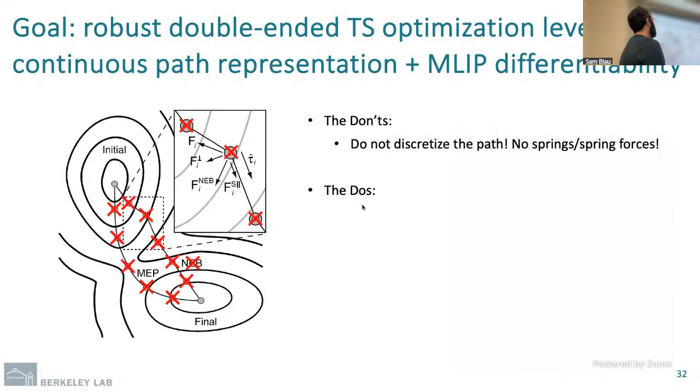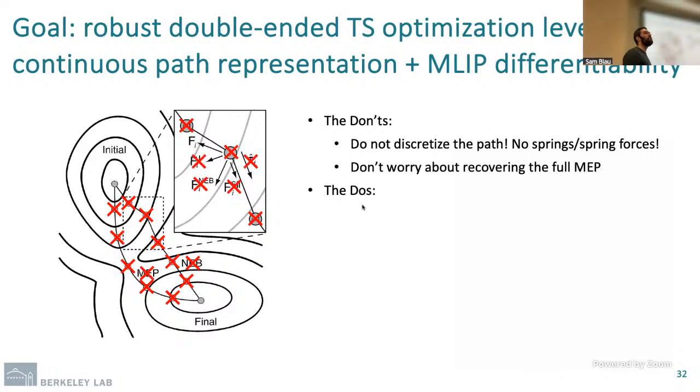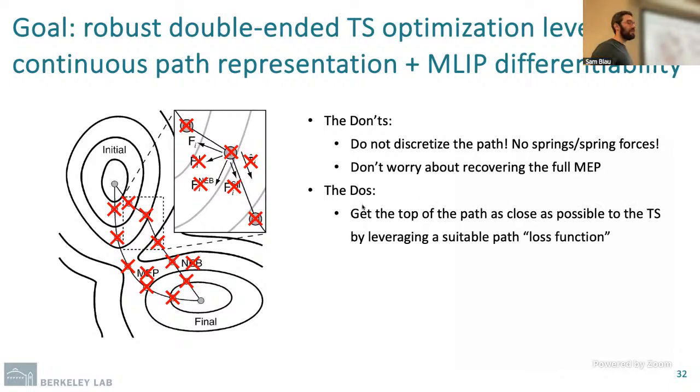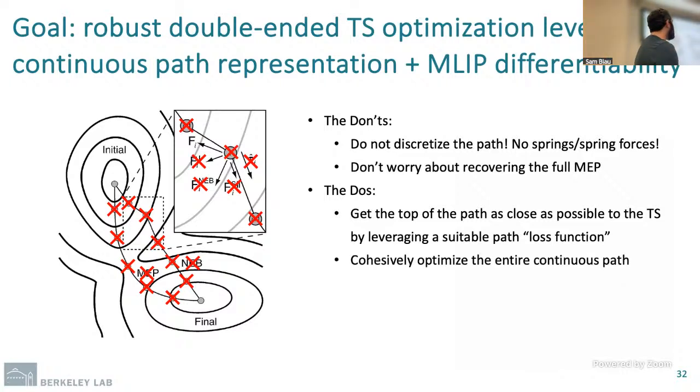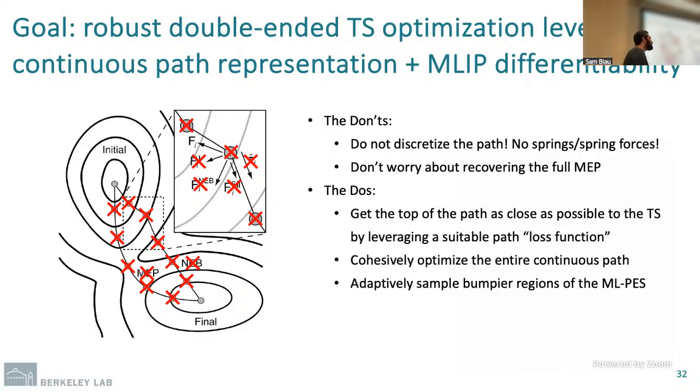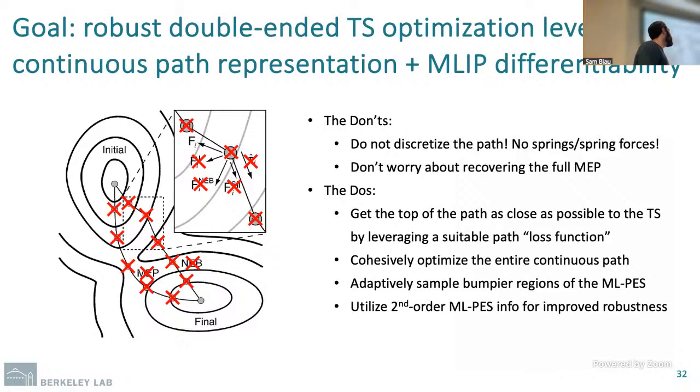What don't we want to do? We don't want to discretize the path. Beads and springs, we don't want to deal with them. They cause so many issues. And we don't want to worry about recovering the full minimum energy path, just the transition state. What we do want to do is get the top of the path as close as possible to the TS by leveraging a suitable path loss function, cohesively optimize the entire path, adaptively sample bumpier regions of the PES, and leverage that second order information for improved robustness.